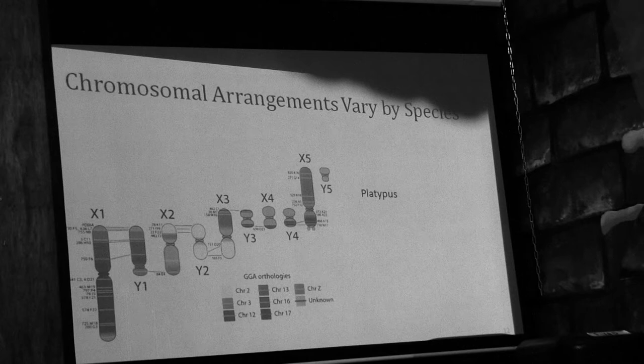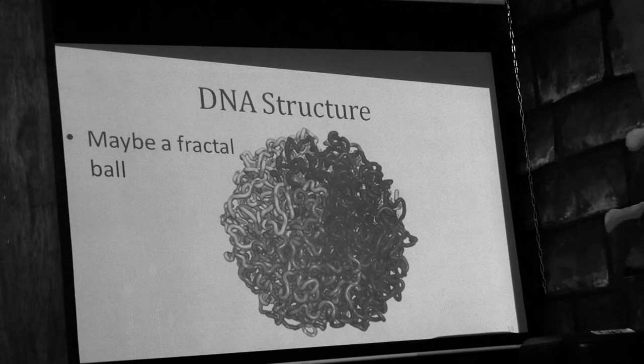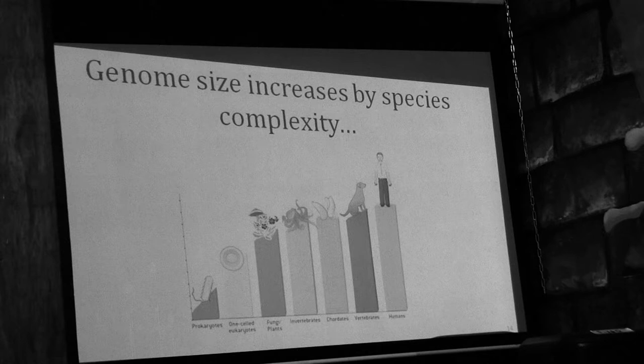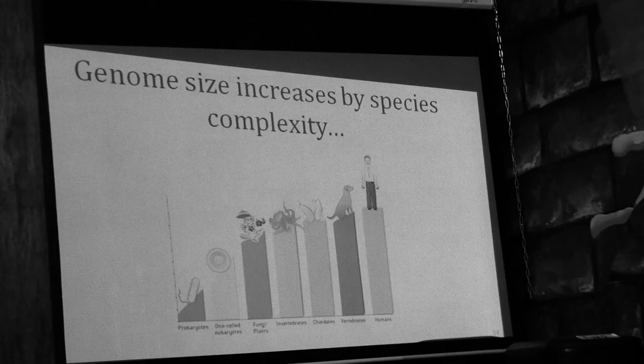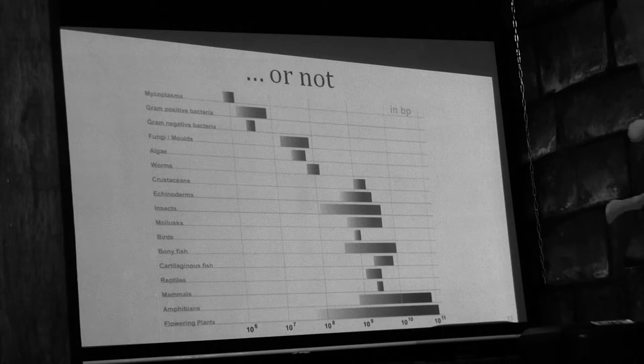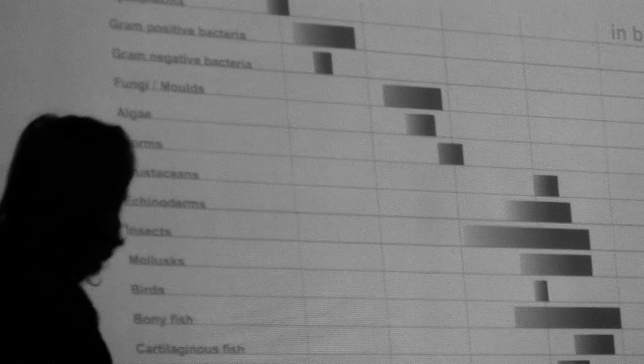Oh, DNA structure might also be a fractal. So, as you might expect, the genomic size increases with the complexity of the organism, except that's brazenly wrong. Actually, mammals are just edging out echinoderms back here, which includes starfish. Amphibians are kicking our asses, as are flowering plants.